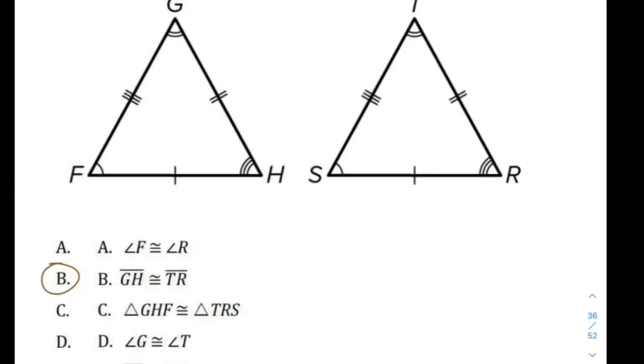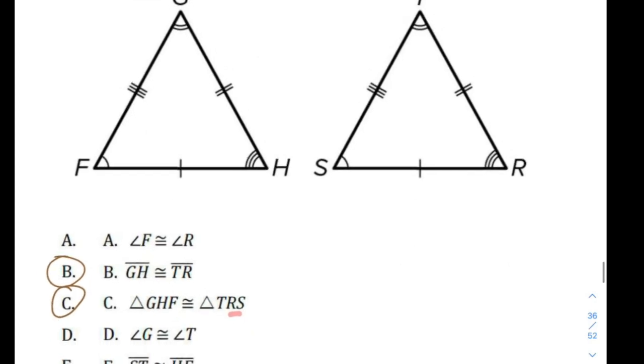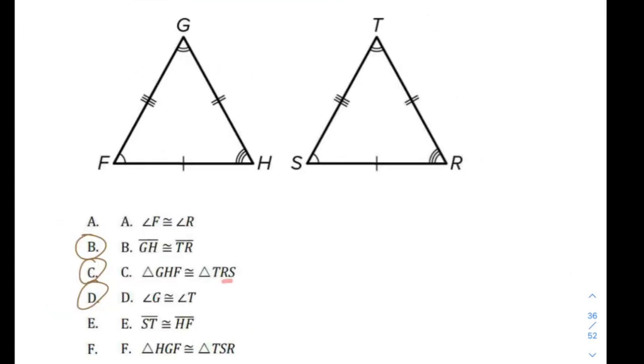C, triangle GHF is congruent to triangle TRS. If this is so, that means GH should be congruent to TR, GF congruent to TS, HF congruent to RS, and this is okay. That means this is also correct. D, angle G is congruent to angle T. Yes, both have 2 arcs. Others are not okay, not the right ones.